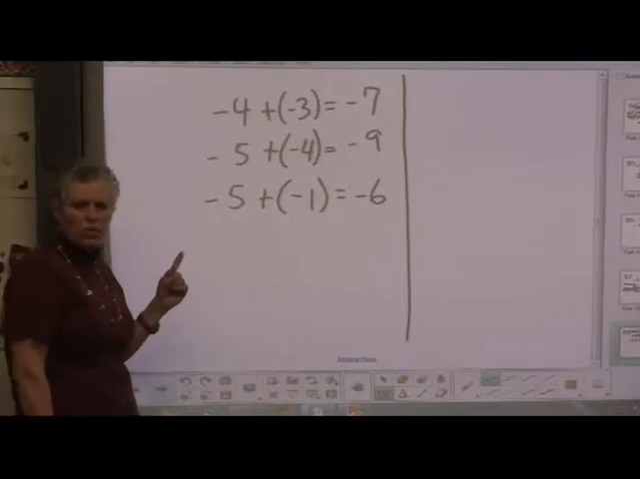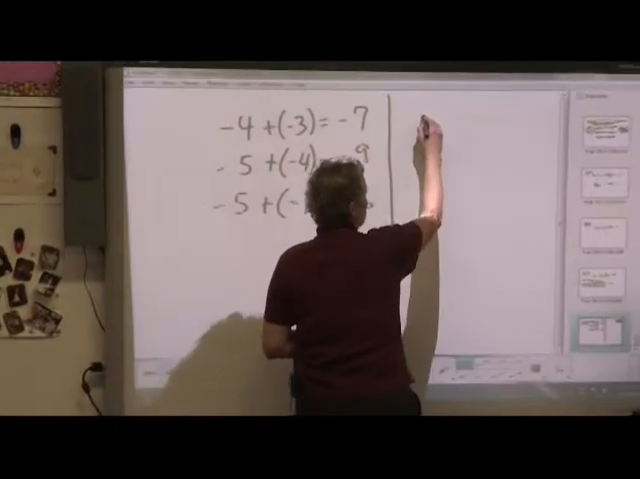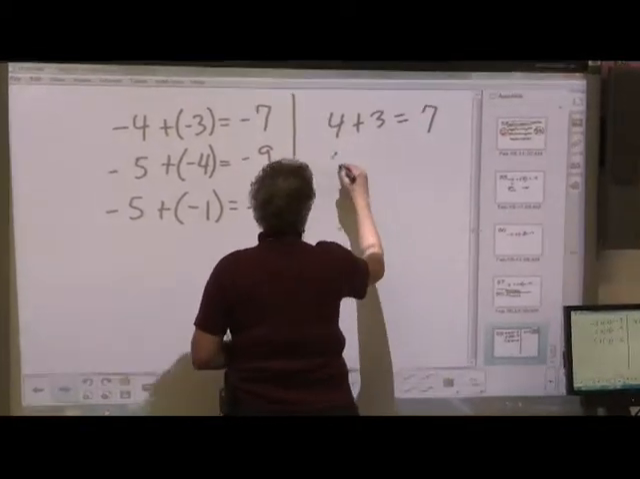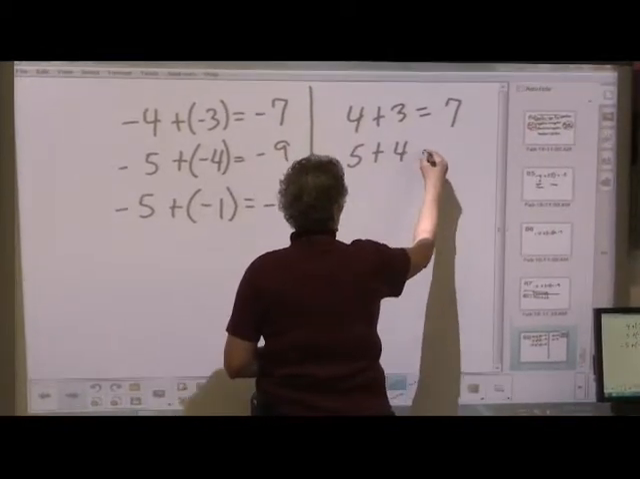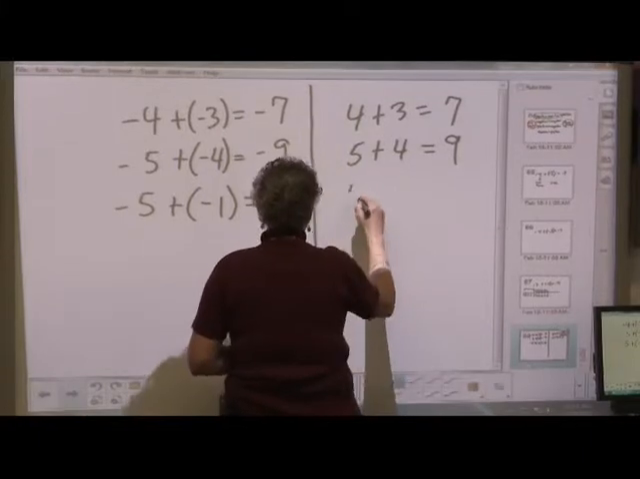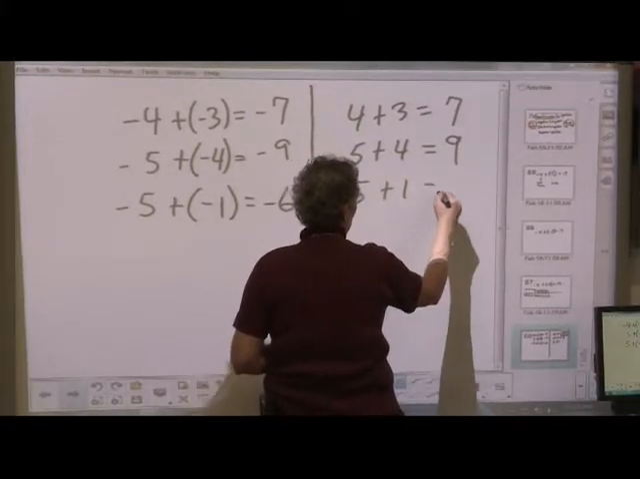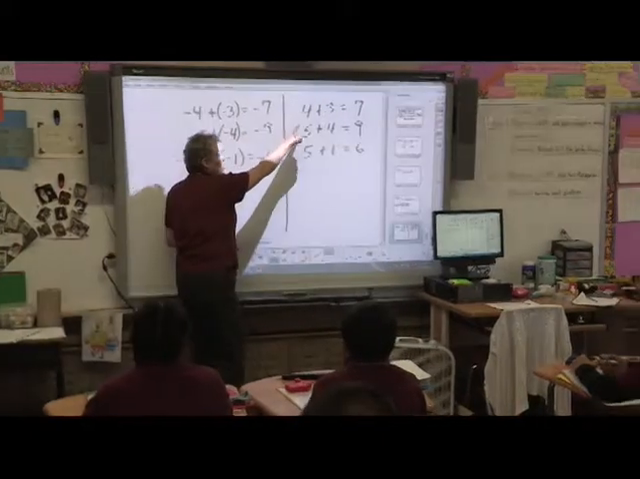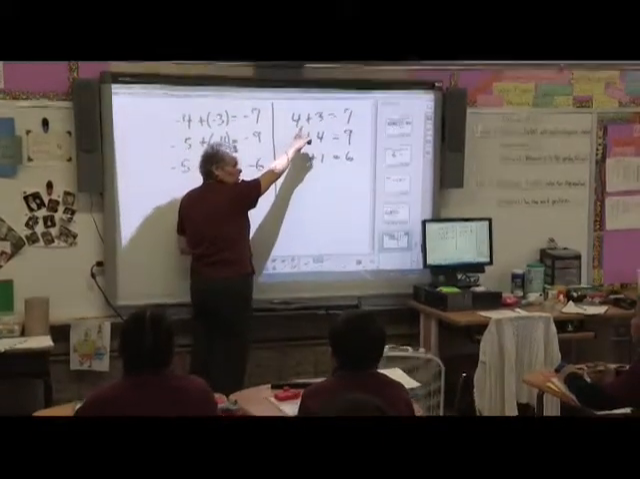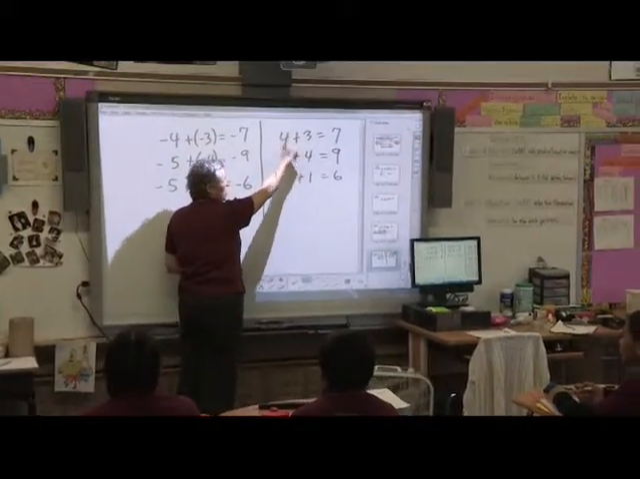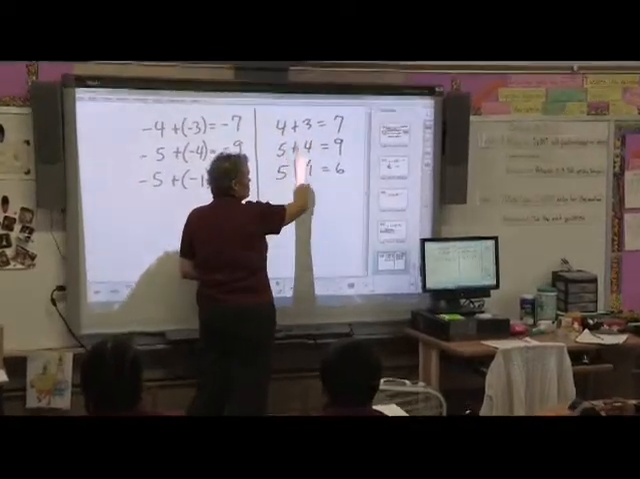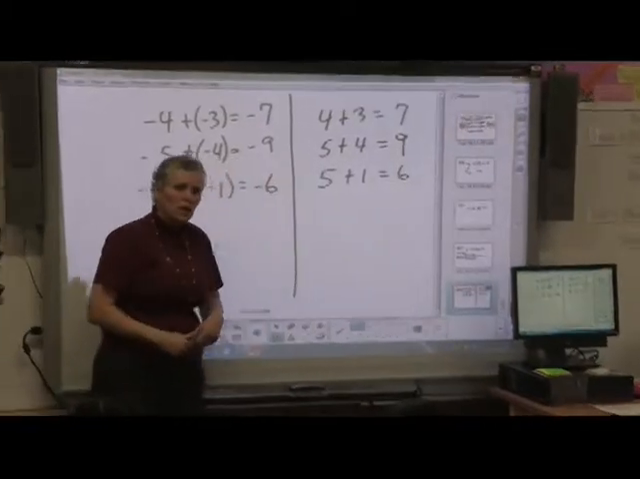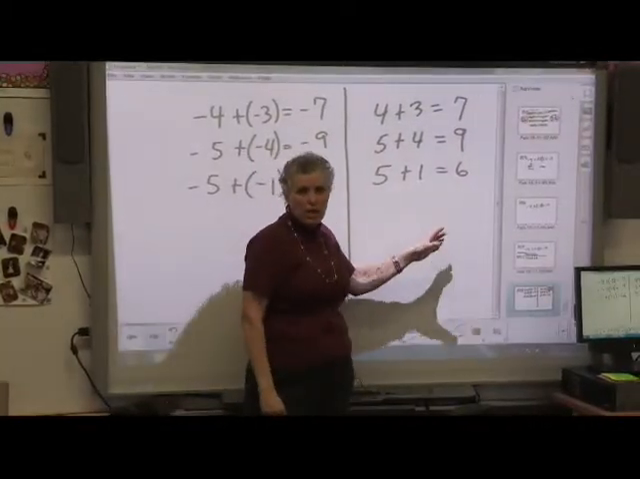If I were to add 4 plus 3, what would I get? 7. If I were to add 5 plus 4, what would I get? If I were to add 5 plus 1, I get 6. So what signs are these? Positive plus positive equals positive when I'm adding. Right? We already knew that before we even came in here today.